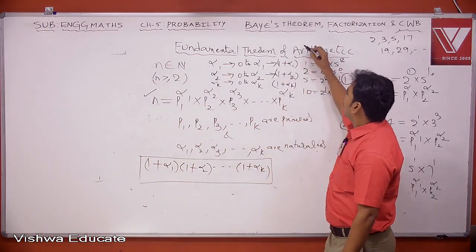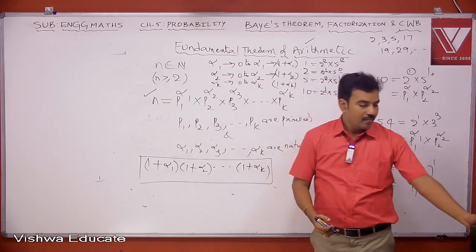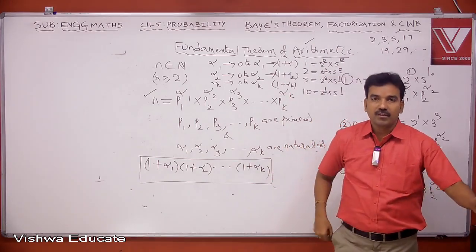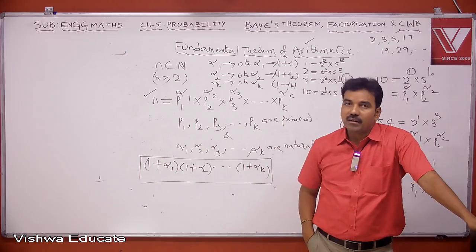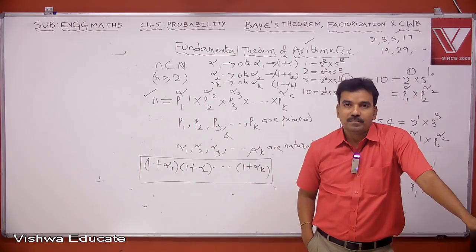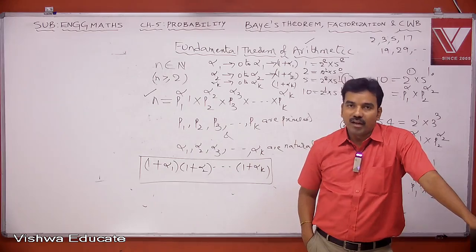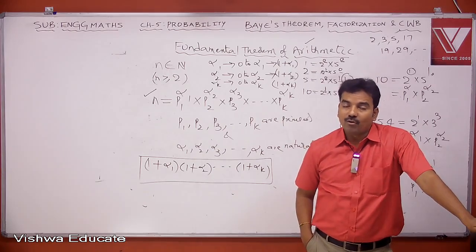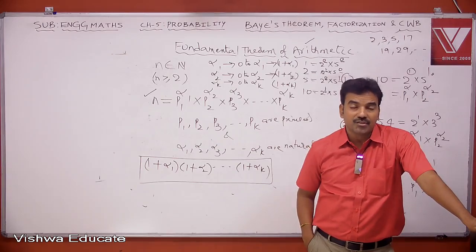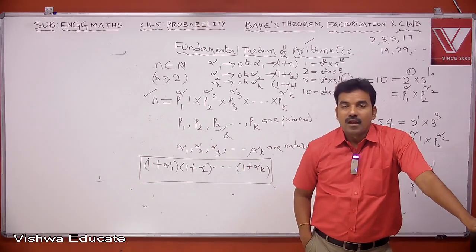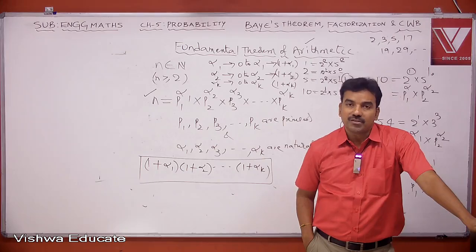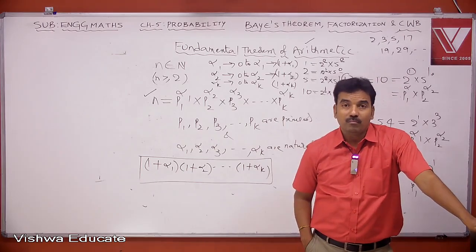Heading is Fundamental Theorem of Arithmetic. Fundamental Theorem of Arithmetic: every natural number n greater than or equal to 2 can be expressed as a product of powers of prime numbers. Every natural number n can be expressed as a product of powers of prime numbers.